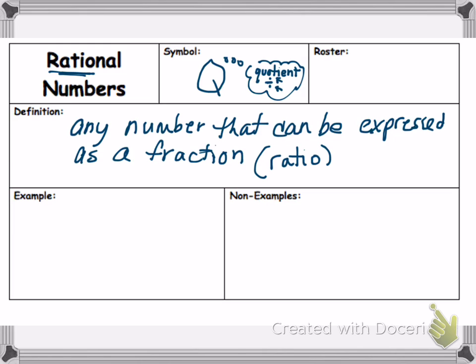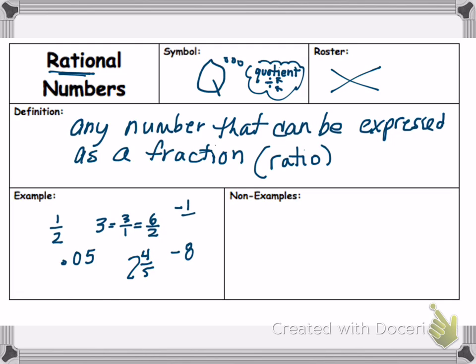There is no roster list for rational numbers, but we certainly have examples. Anything that can be written as a fraction. Whole numbers like 3, that's a rational number because I could write it as 3 over 1 or 6 over 2. You can have decimal values are rational numbers because I could write them as their fractional equivalent. Mixed numbers are rational numbers. Negative numbers can be rational numbers. You can have negative fractions. You can have negative decimals.